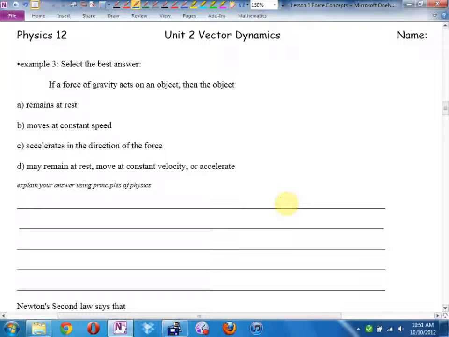Example 3 says, select the best answer. Okay? Yeah, you have to turn the page.